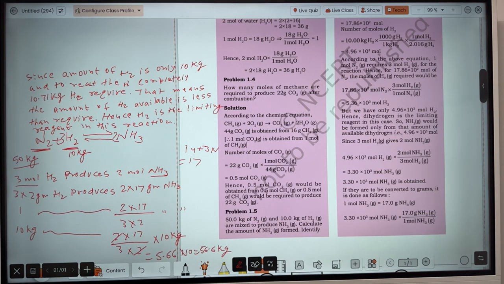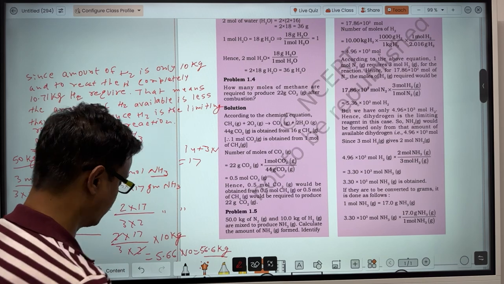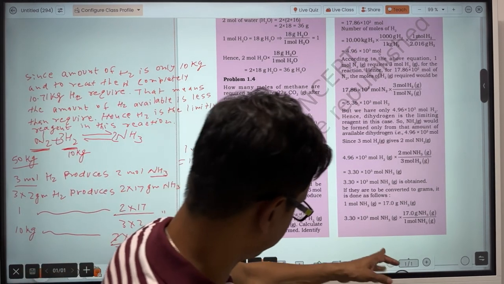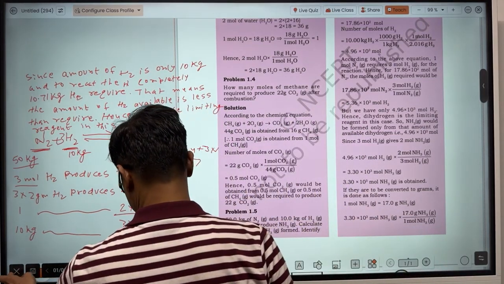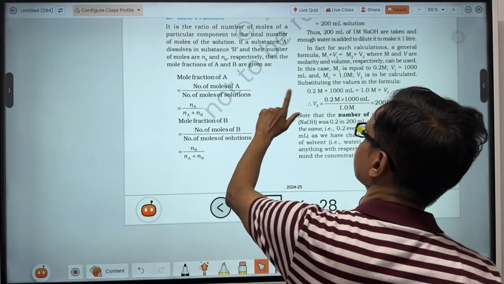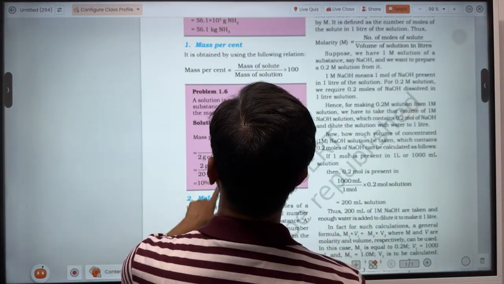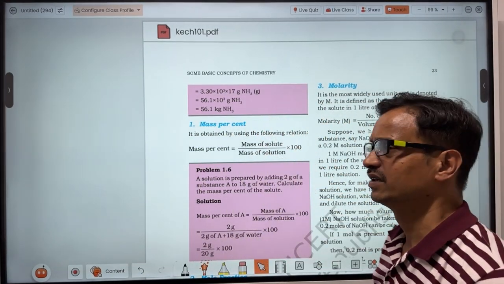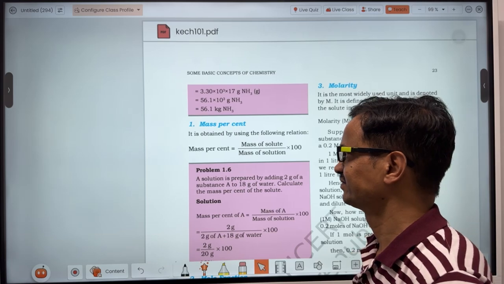That will be here 56.6 kg ammonia produced by 10 kg hydrogen. That means 56.6 kg of ammonia will be produced by this reaction. You may check that also. We will see whether 56.6 comes or not. Okay, approximately the same, because there may be some calculation error. So that is this one.